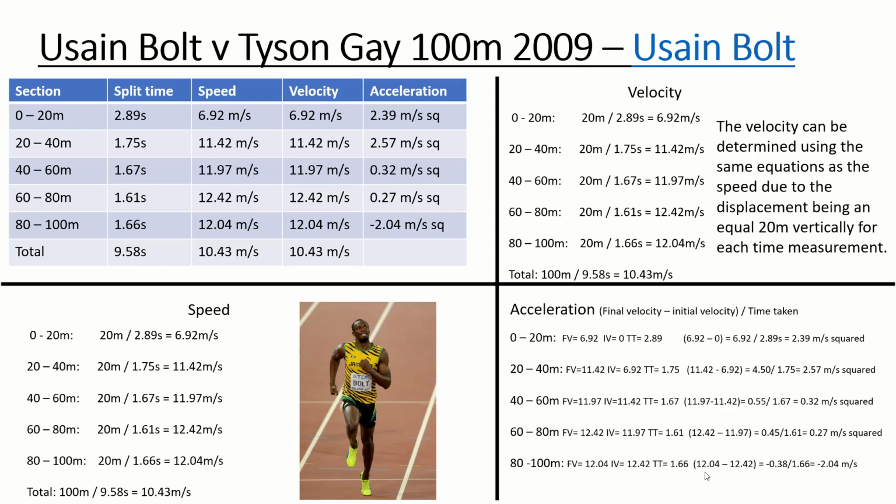So you take 12.04, and you take 12.42 away from that. That gives you minus 0.38, and divide that by 1.66, the time in which it took to complete the last 20 meters of the race, and that gives you a total of minus 2.04 meters per second squared.